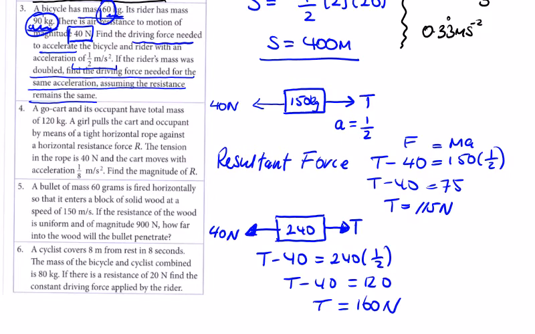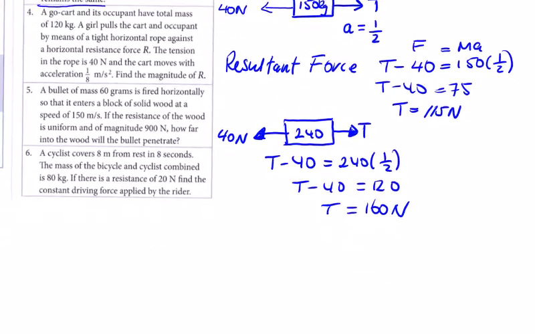Question 4. A go-kart and its occupant have total mass of 120 kilos. Let's do it down here. Here's my go-kart. It's 120 kilos. The girl pulls the cart and its occupants by means of a tight horizontal rope against a horizontal resistance R. So my T and my R.